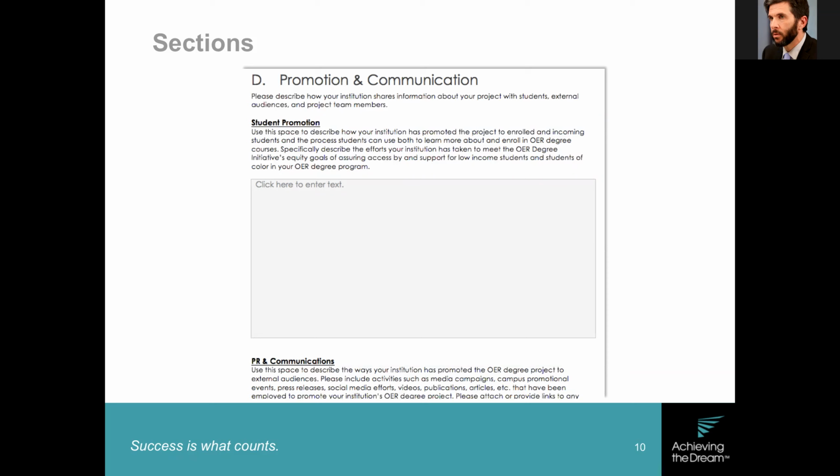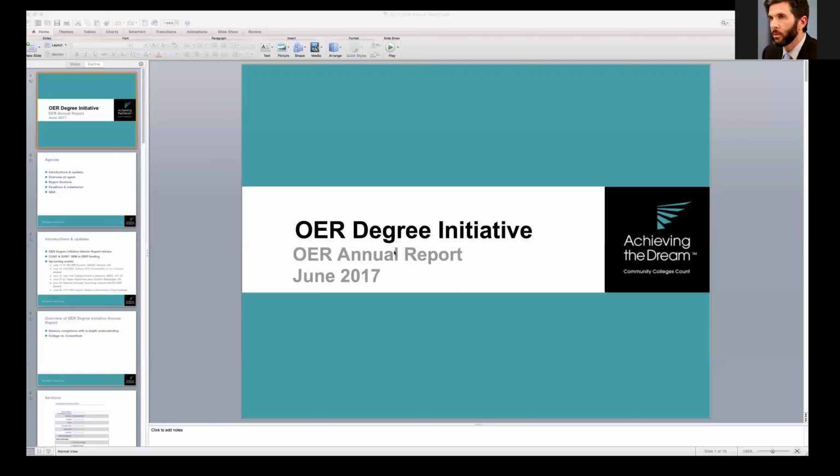PR and communications. So this is communication to your college stakeholders that weren't necessarily directly involved, and also external stakeholders. This is going to be really beneficial for sharing with other institutions on how best to do this, since oftentimes these communications departments are a bit under-resourced if they're there at all.